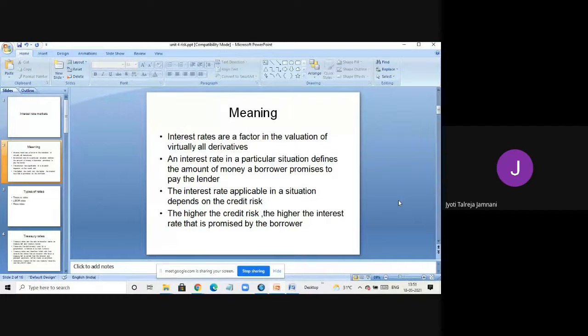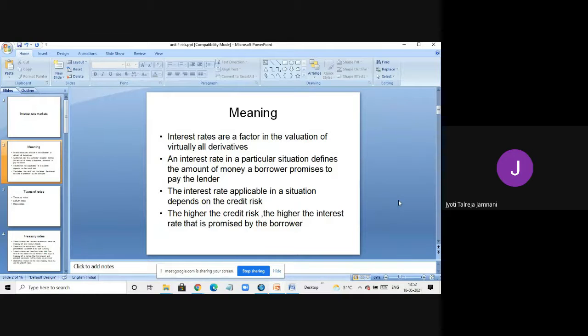Let us take an example. We did sums of forwards. When we did forwards problems, you used the formula F naught equals S naught e raised to rT. So there r was required. That r was the interest rate. Whether you take the first unit or the third unit, when we did swaps, interest rate swap, currency swap, there also the rates were very, very important. Fixed rate, floating rate. So in any kind of derivative instrument, interest rate is important to find the value of that particular derivative instrument.